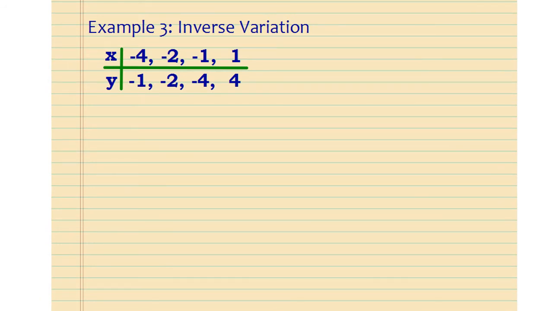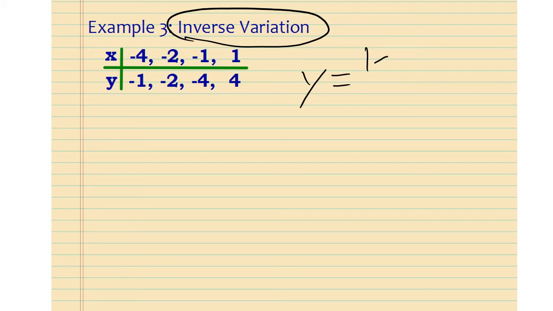All right, inverse variation. This time we're going to figure out what k is, but since it's inverse variation, I immediately write y equals k over x. And remember, if you cross multiply, you'll get x times y equals k. Okay, so you can use either one of these. You can use this one or this one. I like using the first one.